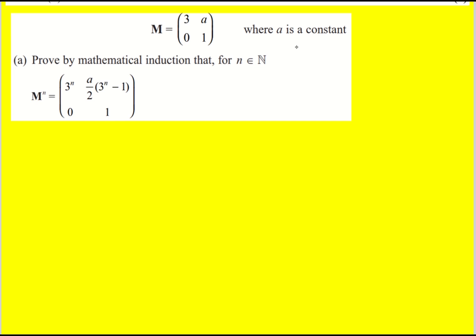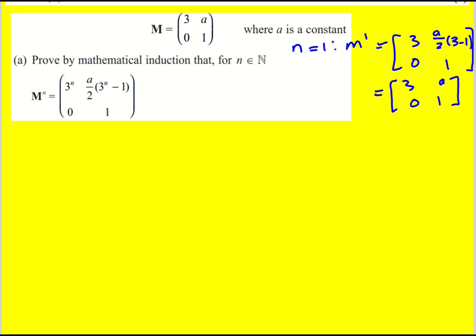So let's take a look first at n equals 1. Then according to here, we're going to get M to the 1 is [[3, a/2 (3 - 1)], [0, 1]]. And this is then [[3, a], [0, 1]], which is true.